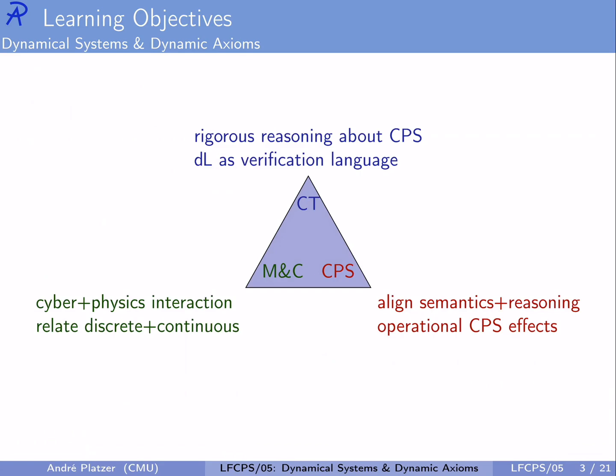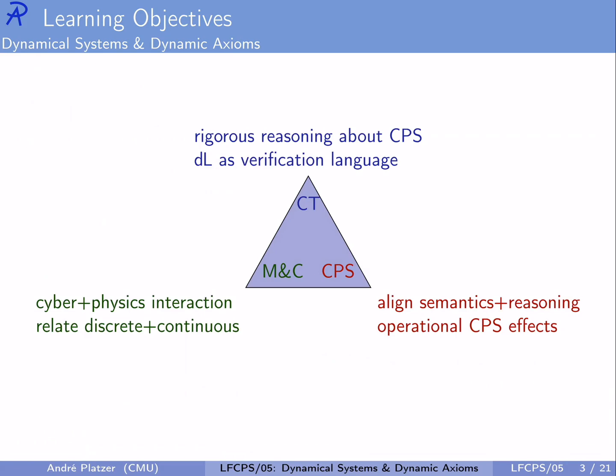So what we will learn today on the modeling and control side is how analytically as well as semantically cyber and physics interact. So not just on the semantical side, where we will worry about how the meaning of a discrete computation relates to the meaning of a continuous computation and how they interact, but also at the level of our analytic reasoning about them, will we be able to relate them.